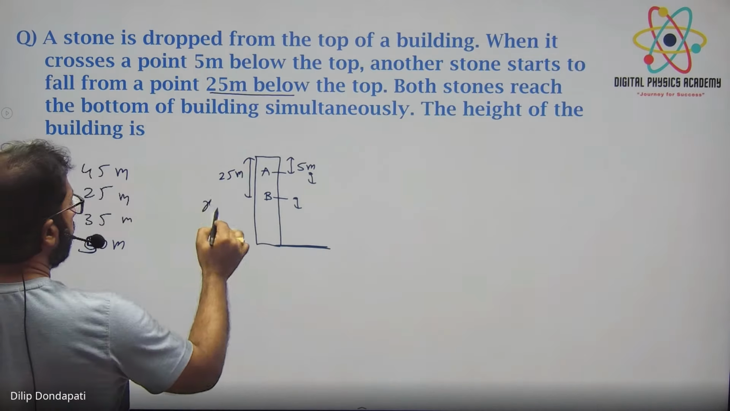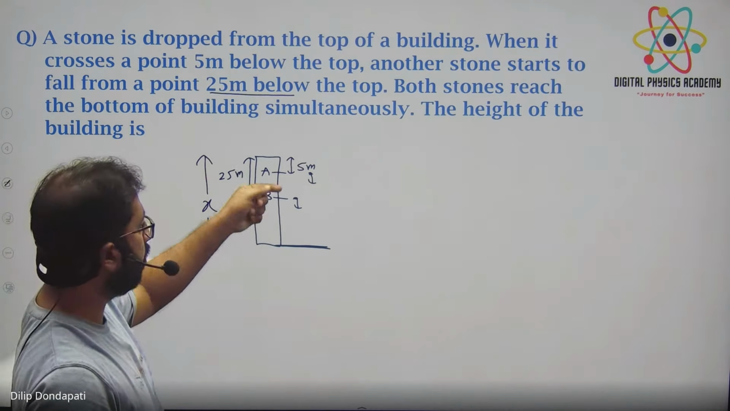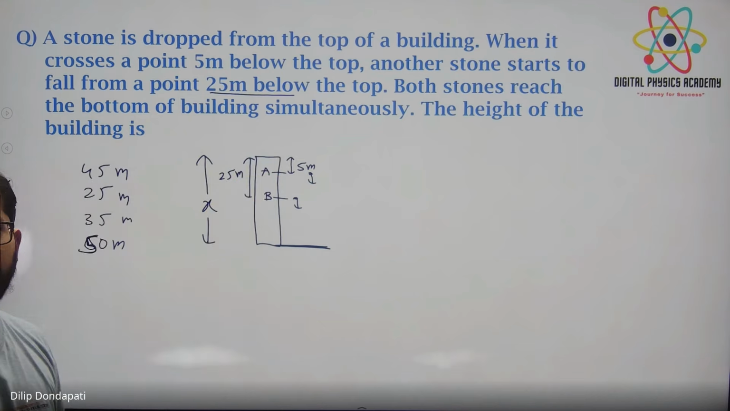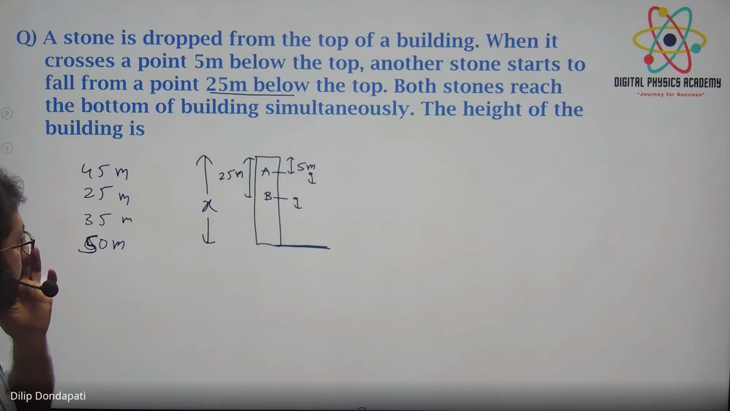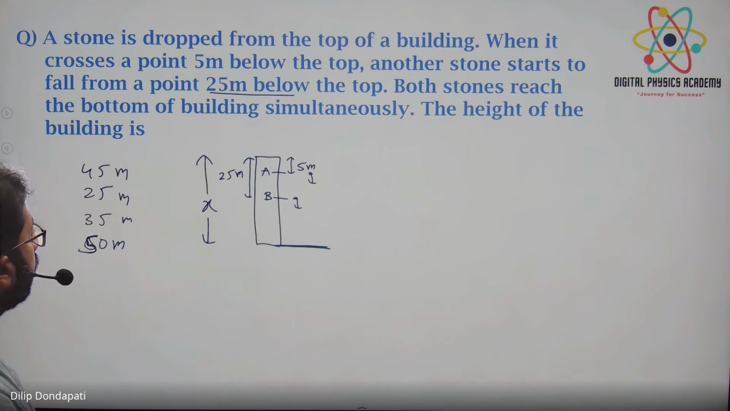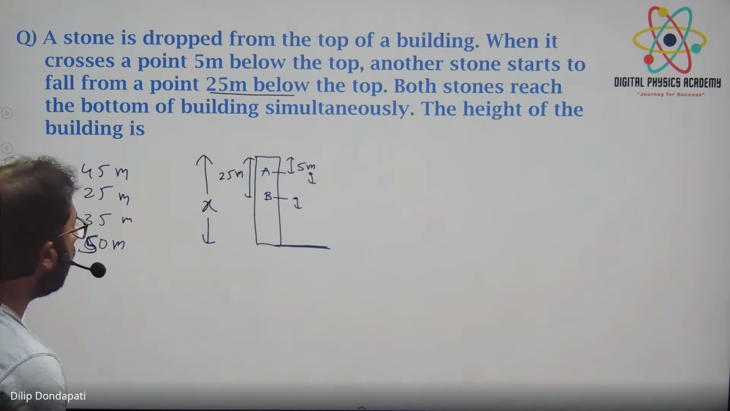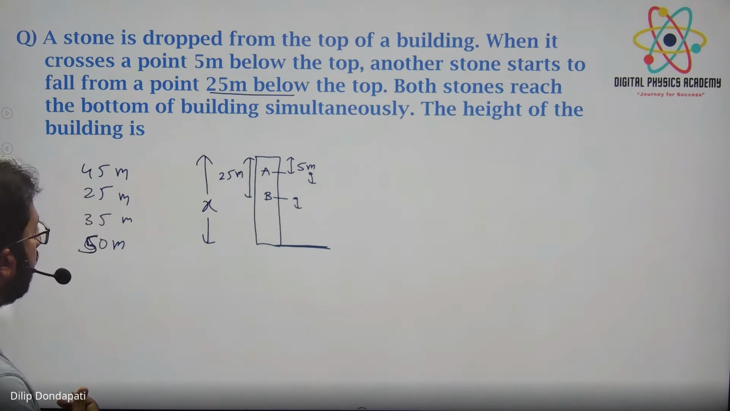Let X be the height of the building. So how do they cover the same distance? Not distance, it means they both fall simultaneously. What is the meaning of the statement? They both fall at the same time. So the time is the same. First understand calmly what happened. To get the height of the building, X, what will we do?